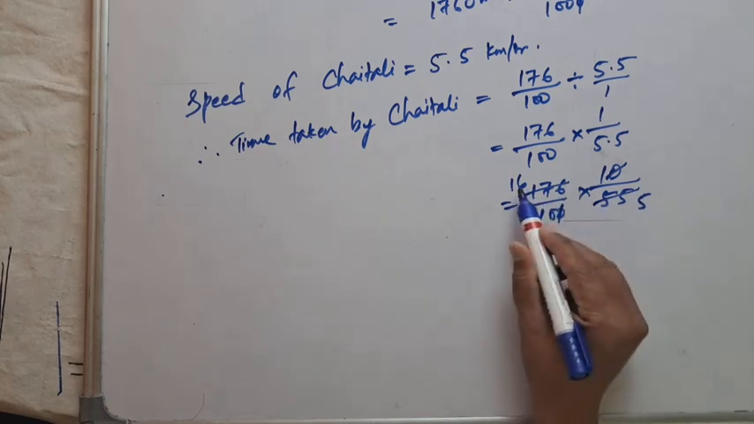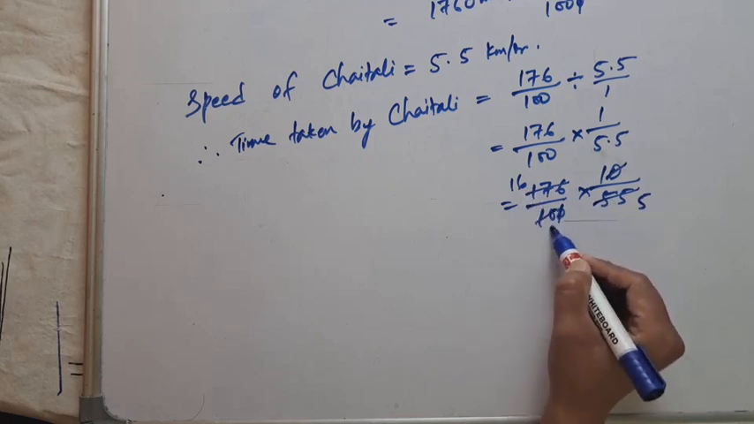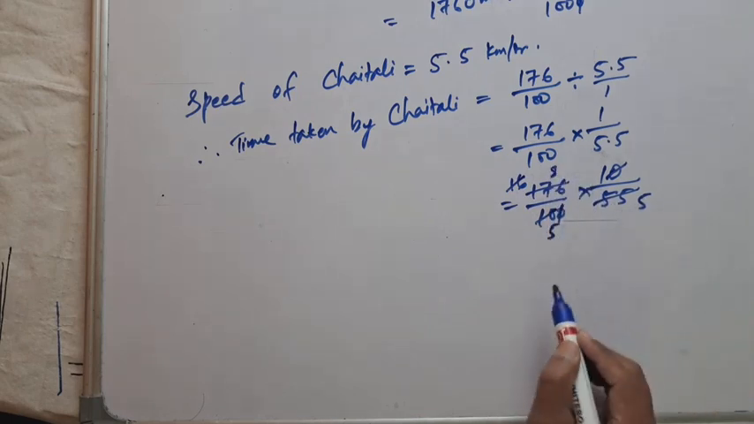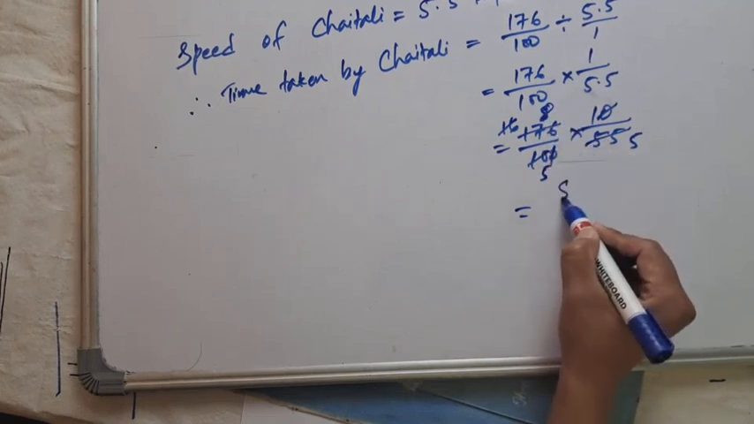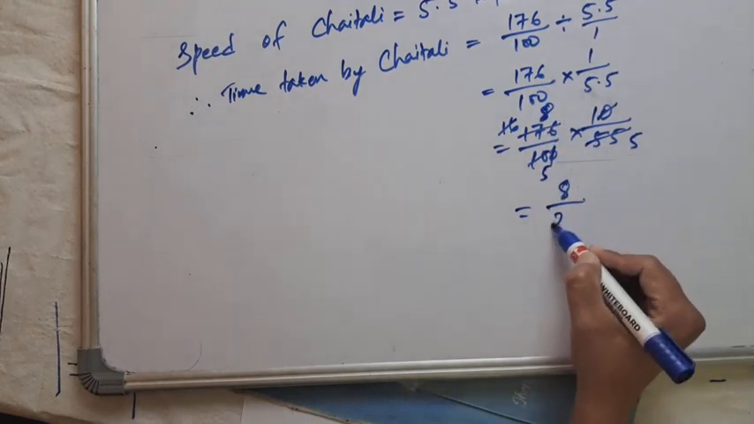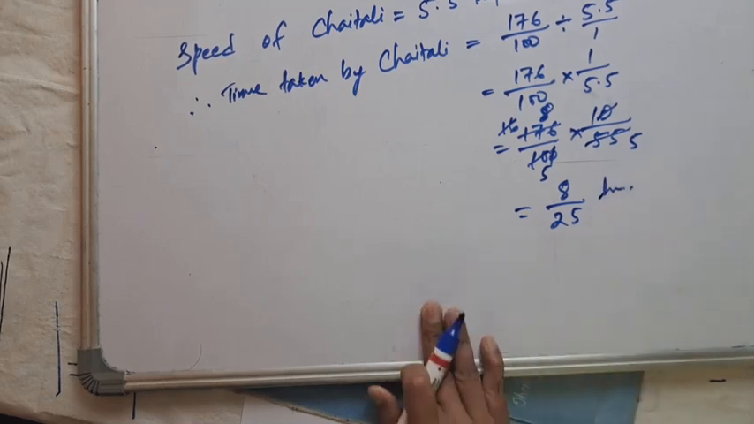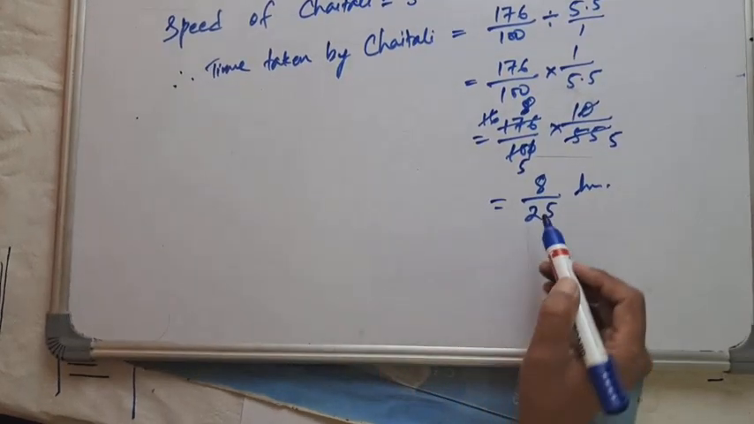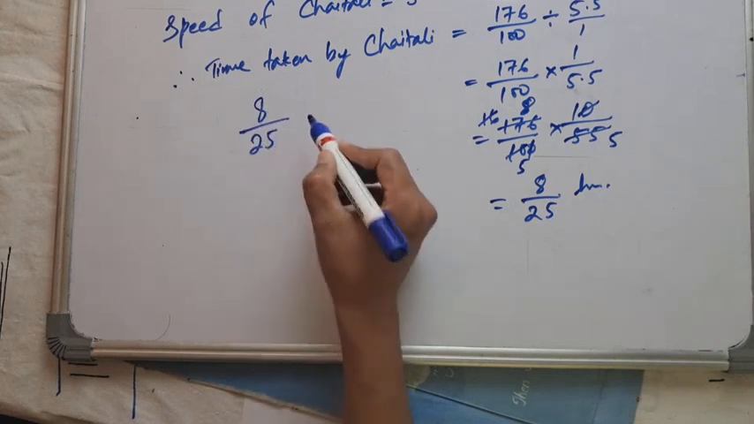Now this is 16 divided by 10 into 5. So 2 5s are 10, 2 8s are 16. So 8 divided by 25. We have 8 in the numerator, 5 5s are 25. This is hour, because we are calculating kilometer per hour, isn't it? So 8 upon 25 is the hour.